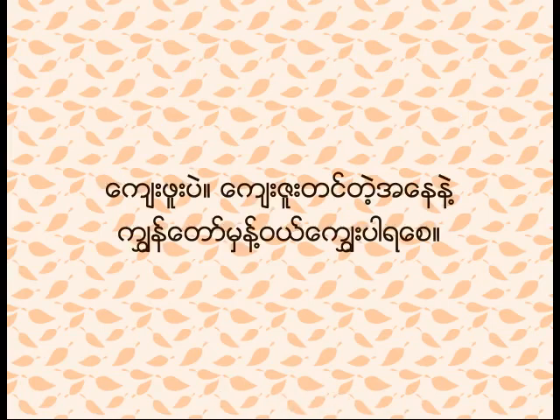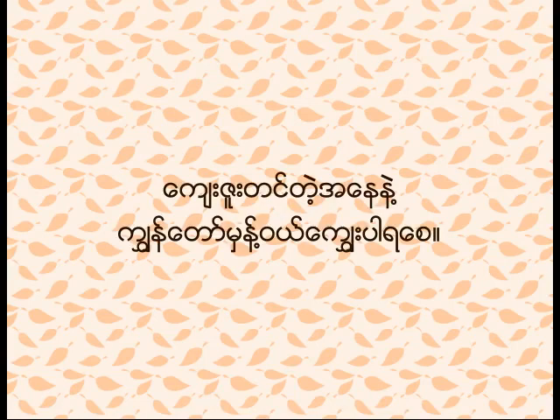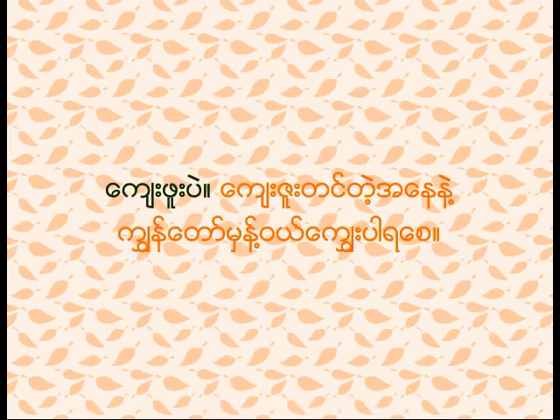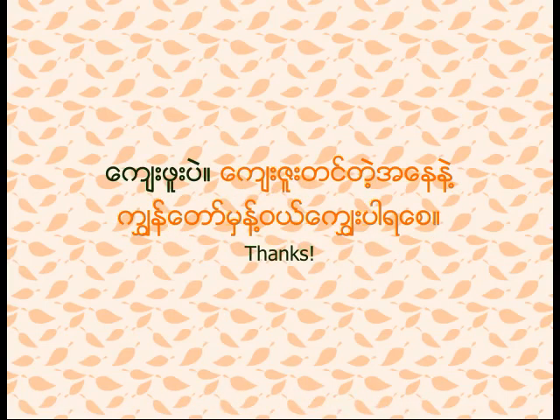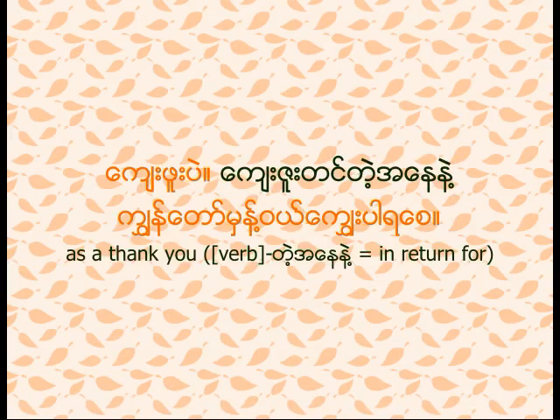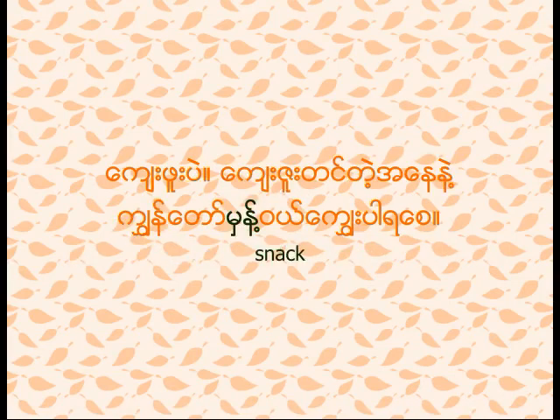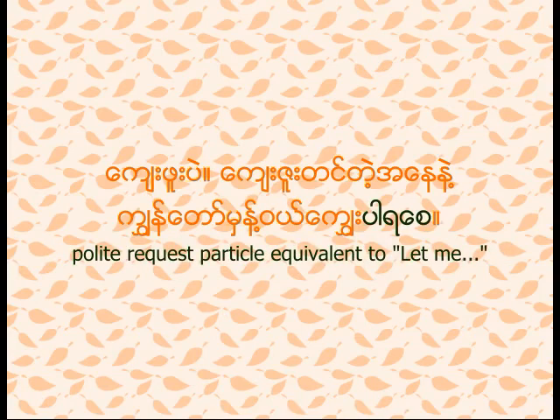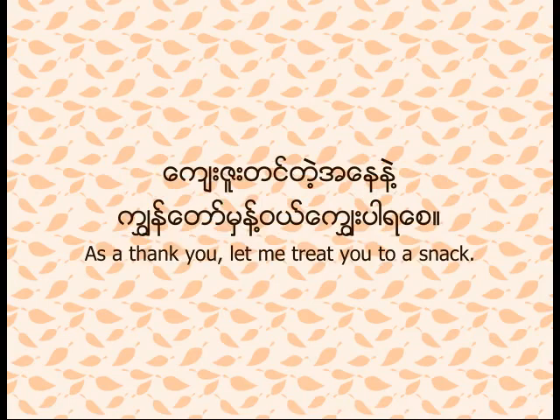David said, Jesu be, Jesu tende and nene, Jeno mowe jwe beyazi. Jesu be means thanks. Jesu tende and nene, Jeno mowe jwe beyazi means as a thank you, let me treat you to a snack. Let's look at the first sentence, Jesu be. It means thanks. Have a look at the second sentence, please. Jesu tende and nene. It's as a thank you. Jano is I. Mo is snack. Wejue is to treat. Bayaze is a polite particle, equivalent to let me. So this sentence means as a thank you, let me treat you to a snack.